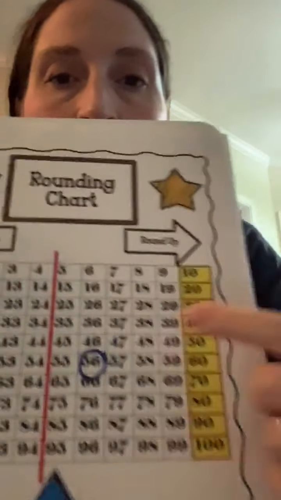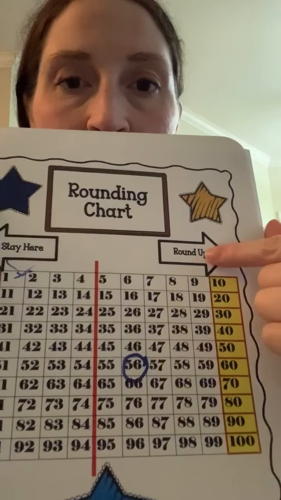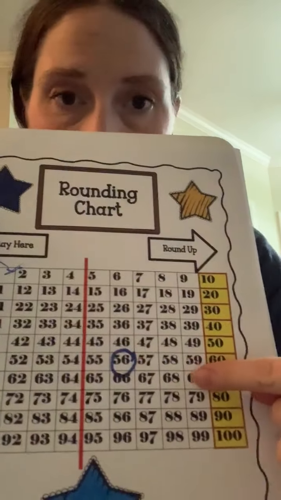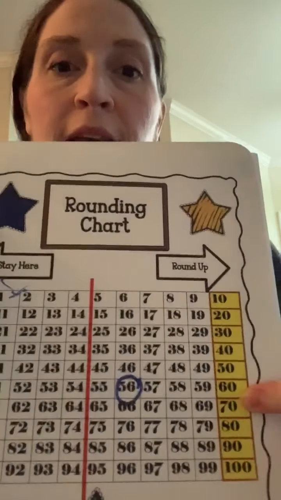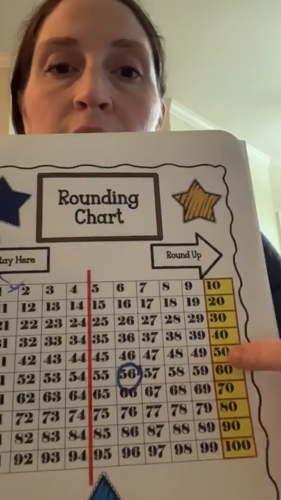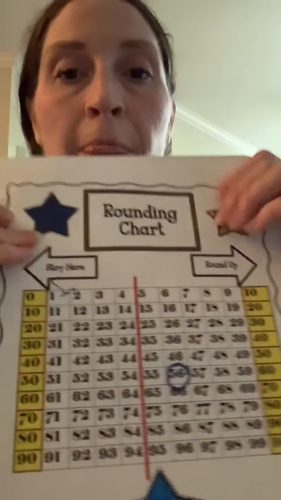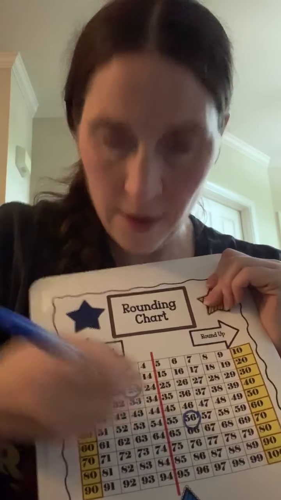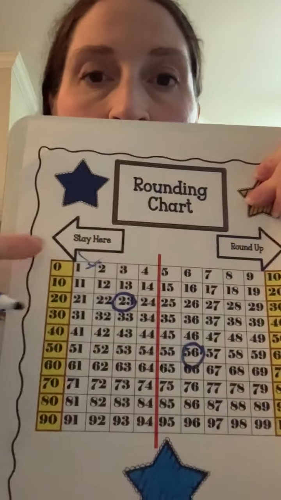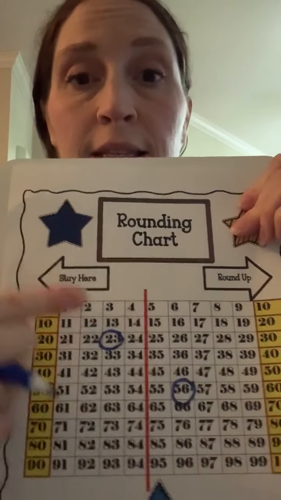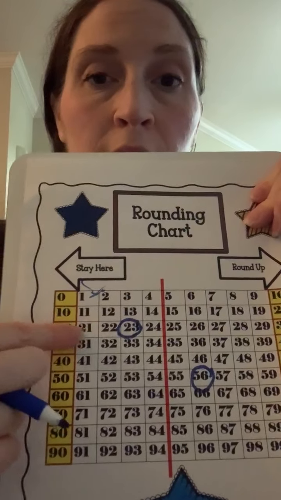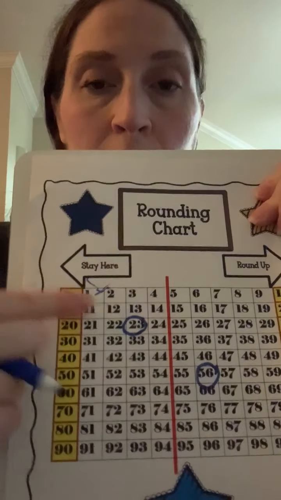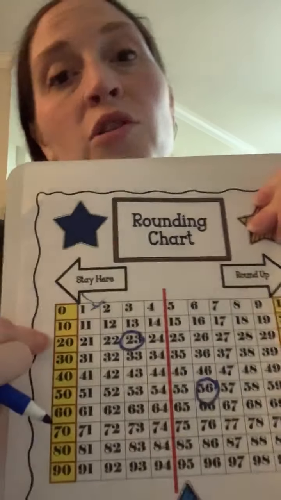So it's right here. So if it's 56, it comes on the side that says round up, which means I'm going to go to the end of my row and see what my 10 is, and it's 60. So I'm going to round 56 up to 60. If I did the number, let's say 23. Okay, there's my 23. 23 is on the side that says stay the same. So I'm going to go over to this side to my 10 because it tells me to go this way, and I would keep it at 20.